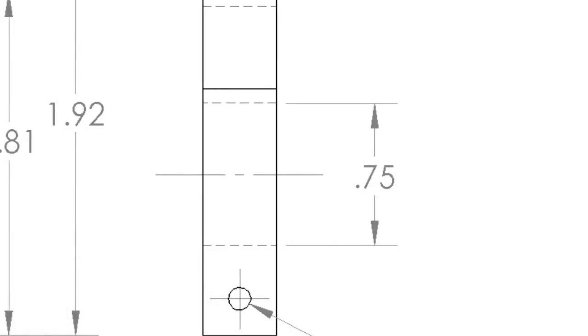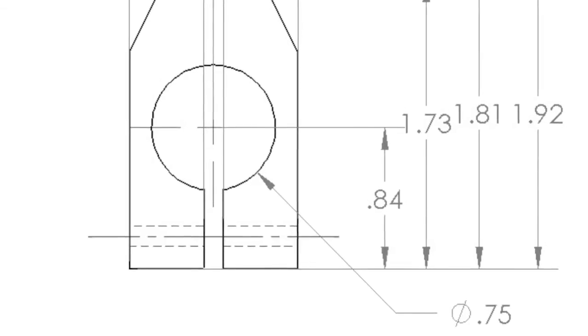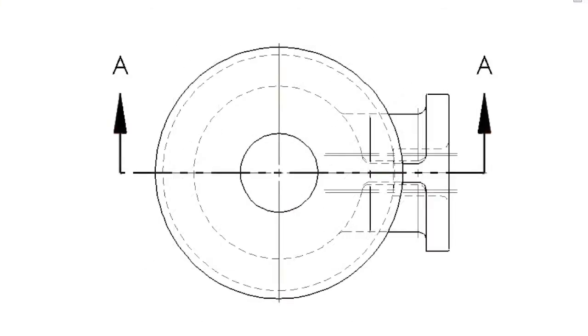It is unacceptable to dimension a feature by placing dimensions to hidden lines. Dimensioning is more clearly represented when the feature is dimensioned to the object line. If the feature is hidden in all views, a section view is required.